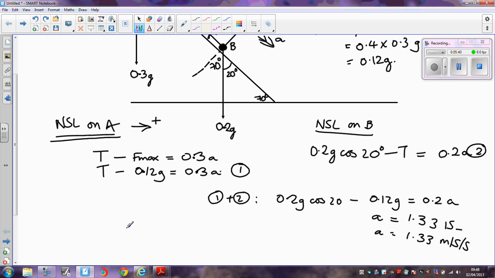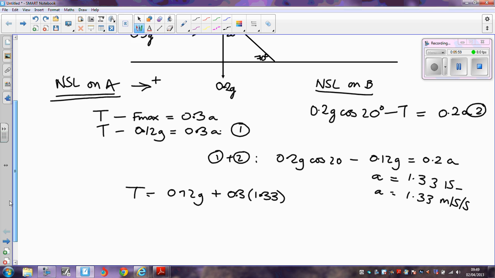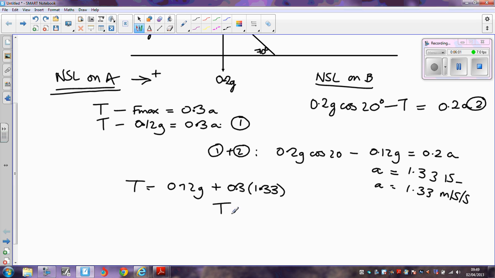To work out what T is, I'm just going to put it back into this one. So T is going to be 0.12g plus the 0.3a. Now I'm going to use 1.33 here for a rather than the exact value, because remember that exact value of a isn't actually exact because we've used g, which has been rounded. So if I put 1.33 into there, T comes out as 1.58 newtons to 3 significant figures.